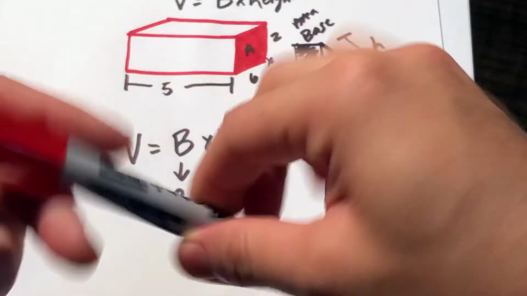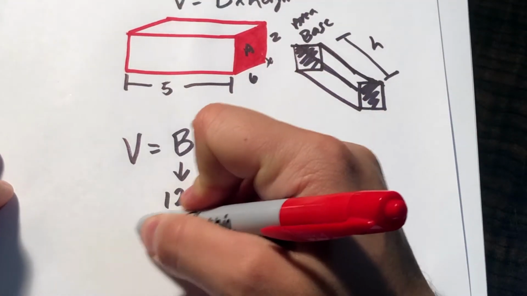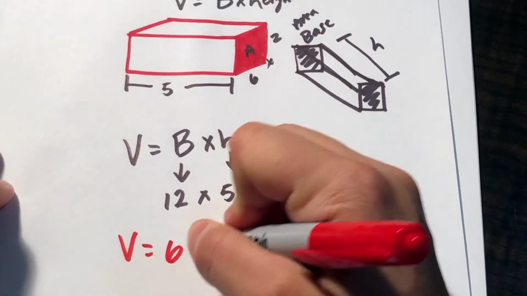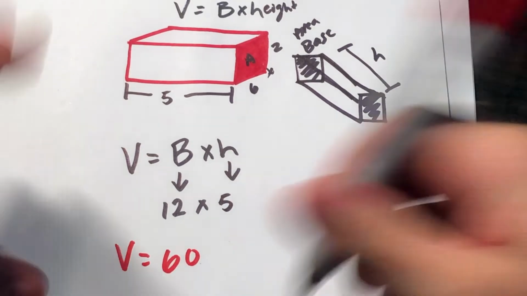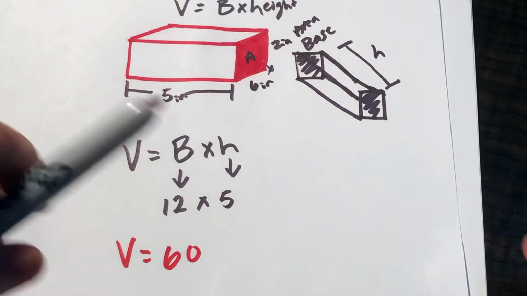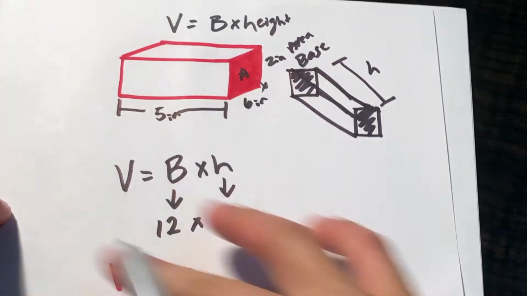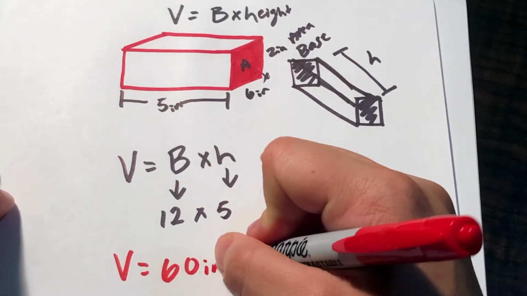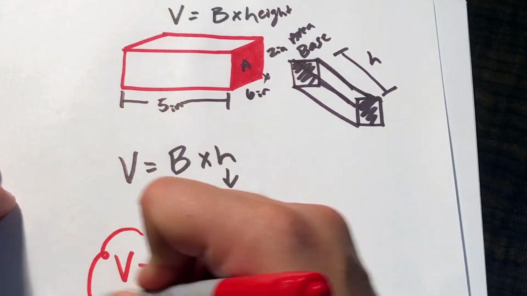The volume, what is 12 times 5? 12 times 5 is 60. Okay, let's say that this was in inches. Why not? Let's just put inches right here. So the volume of this rectangular prism is 60 inches cubed.